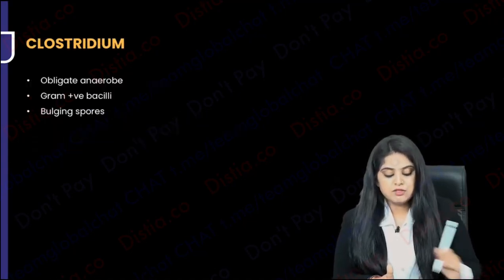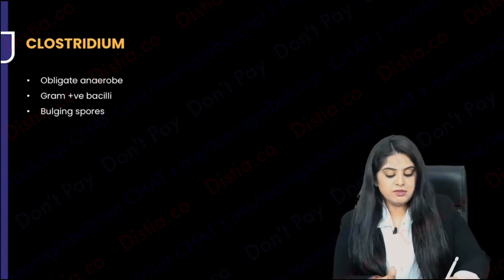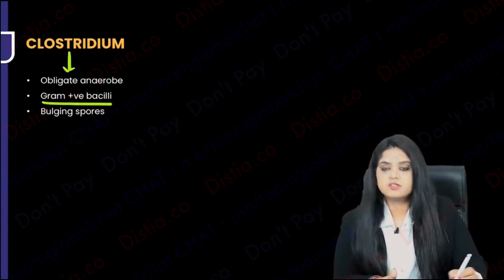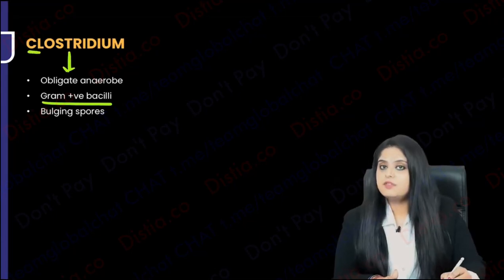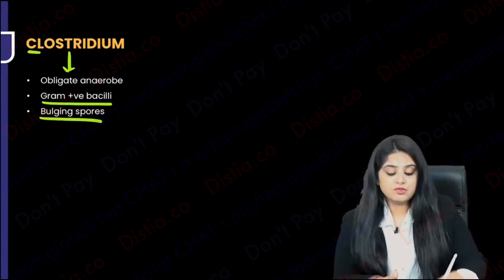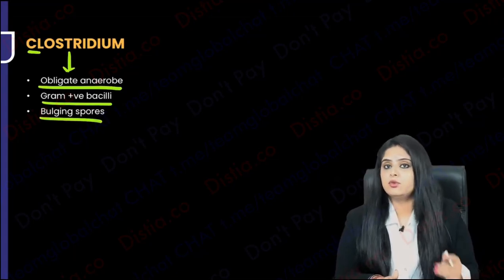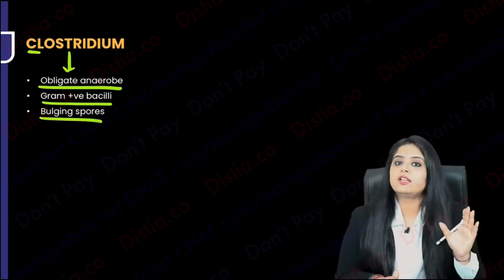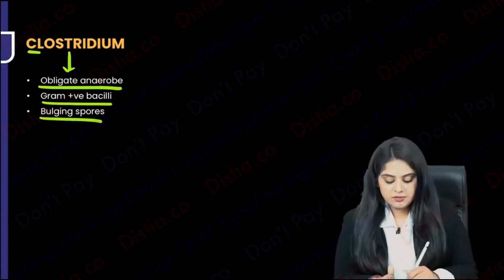Now let's move on to the different types of Clostridium. Now tell me common features. Is this a gram-positive bacilli? Yes. Can this have a B? Correct. These are going to have bulging spores. And I also told you it's an obligate anaerobe. All this I taught you in the previous Bacillus chapter only. Now I'll tell you something extra.